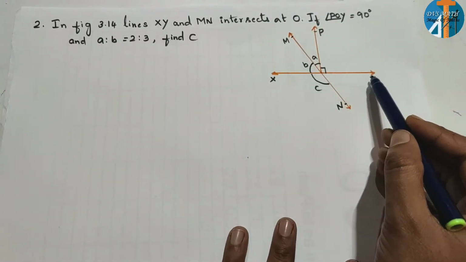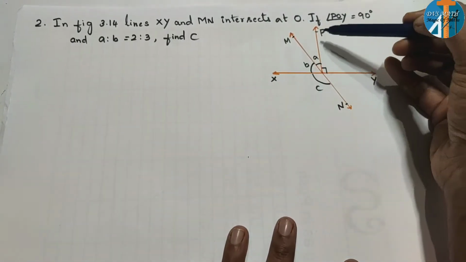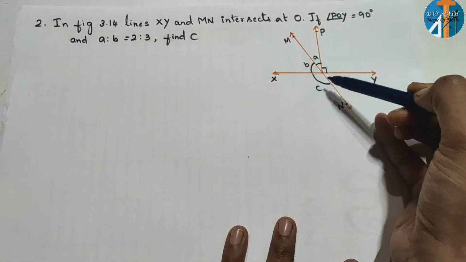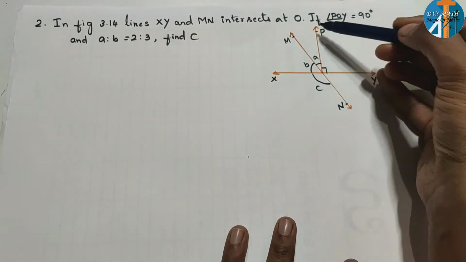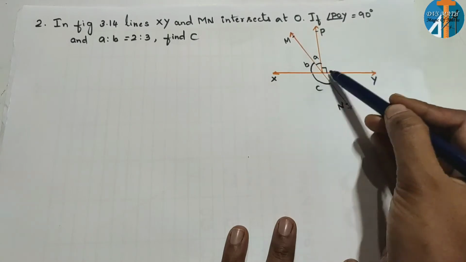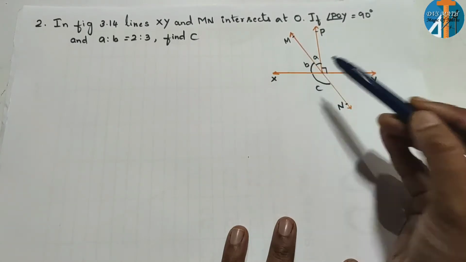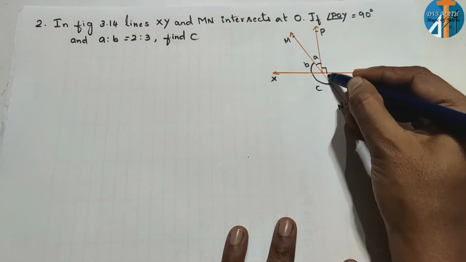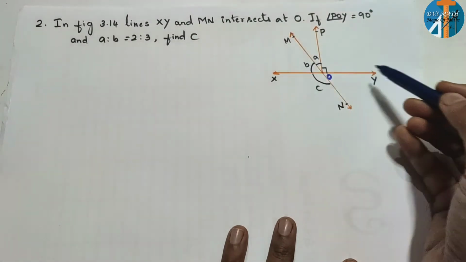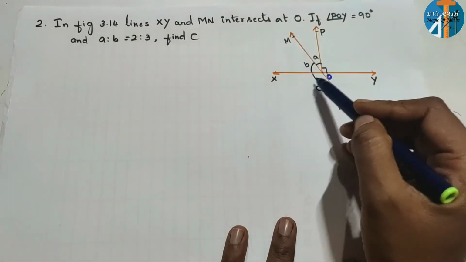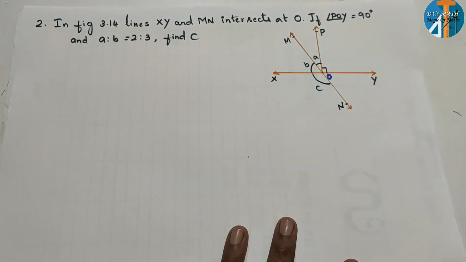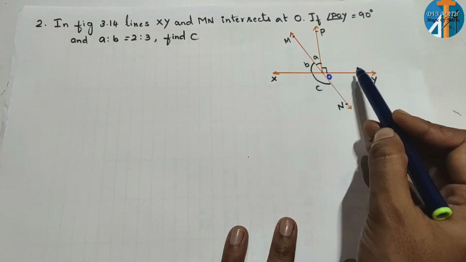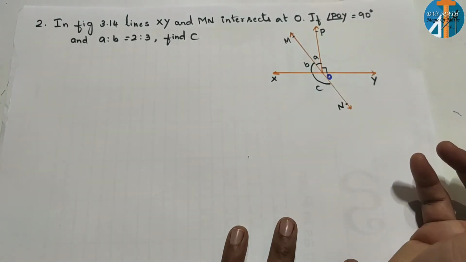Okay, so observe carefully. XY is a line, right? XY is a line and OP is a ray standing on XY. XY is a line and OP is a ray. It is in between, right? So if POY is 90 degrees, POX is also 90 degrees. And if we add those two, the sum of those two angles is 180 degrees, right?